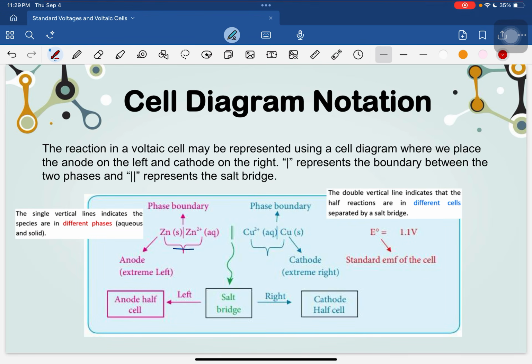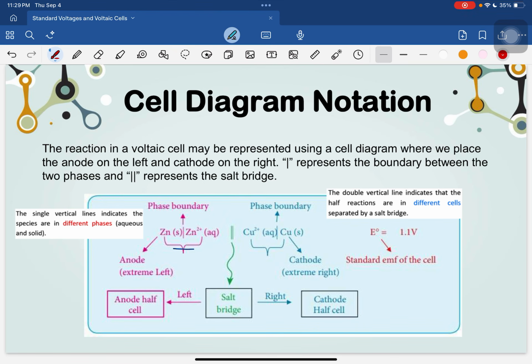Of course, it's not always just a figure or an illustration. The target for this module is actually to solve voltaic cells, so we need to understand the cell diagram notation. The reaction in a voltaic cell may be represented using a cell diagram, where you place the anode on the left and the cathode on the right. A single vertical line represents the boundary between two phases, and the double vertical line represents the salt bridge.